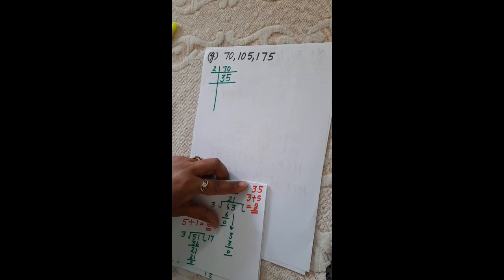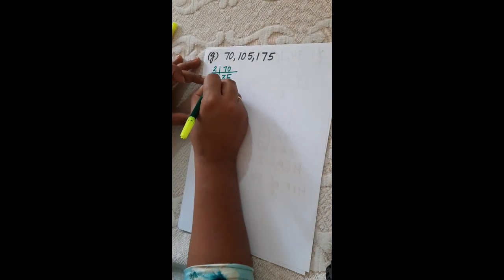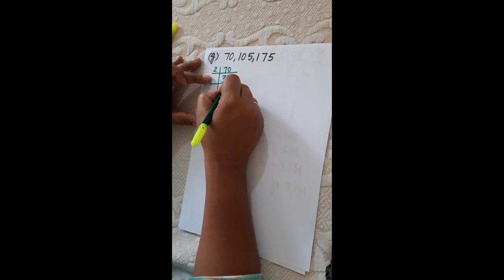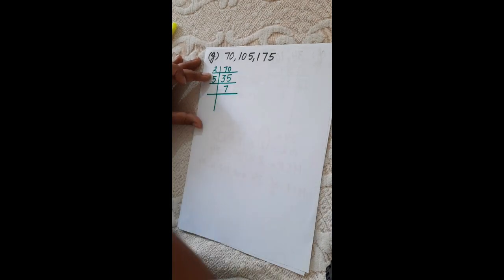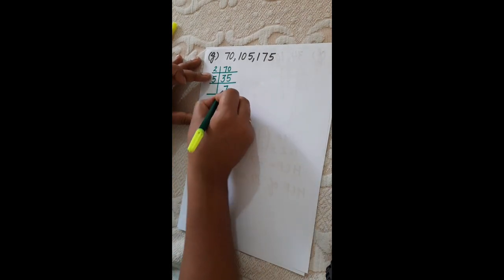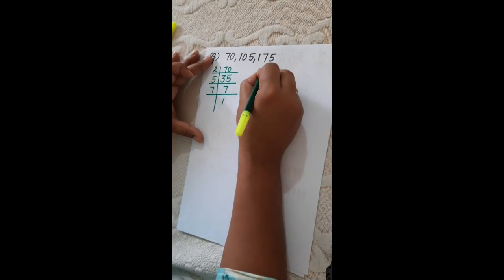It is clear that 8 is not a multiple of 3, so it is not divisible by 3. So let's continue with 4. It is not possible because it is not an even digit. Then 5. 5 sevens are 35. Then 7 is a prime number. 7 ones are 7. So this is the prime factorization of 70.